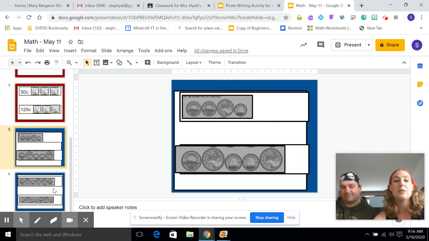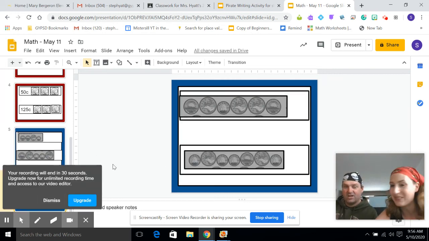Perfect. We're going to do one more, and then we're going to let the kids do their work. Again, I would look at the quarters, and there are 3, so we'd start at 75, then 85 with the dime, then the 2 nickels, 90, 95. Perfect, and then you write 95.